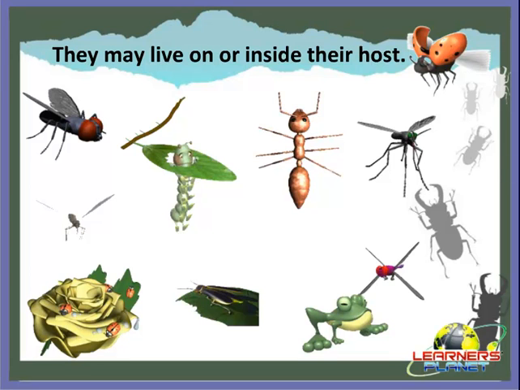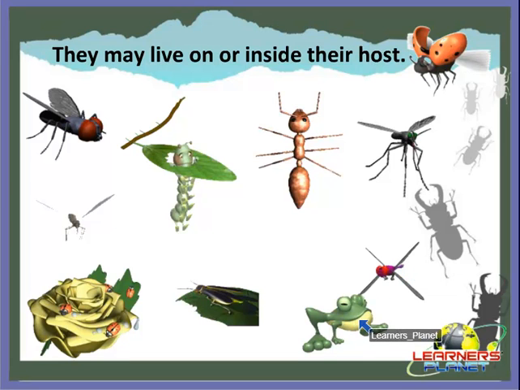So children, parasites are such small animals that may live on or inside their host's body, right? They may live on or inside their host. For example, fleas, then lice, then bed bugs, etc. They all live on the body and they suck blood, while the tapeworms, roundworms and hookworms live inside the host's body, right? So all these are examples of parasites.